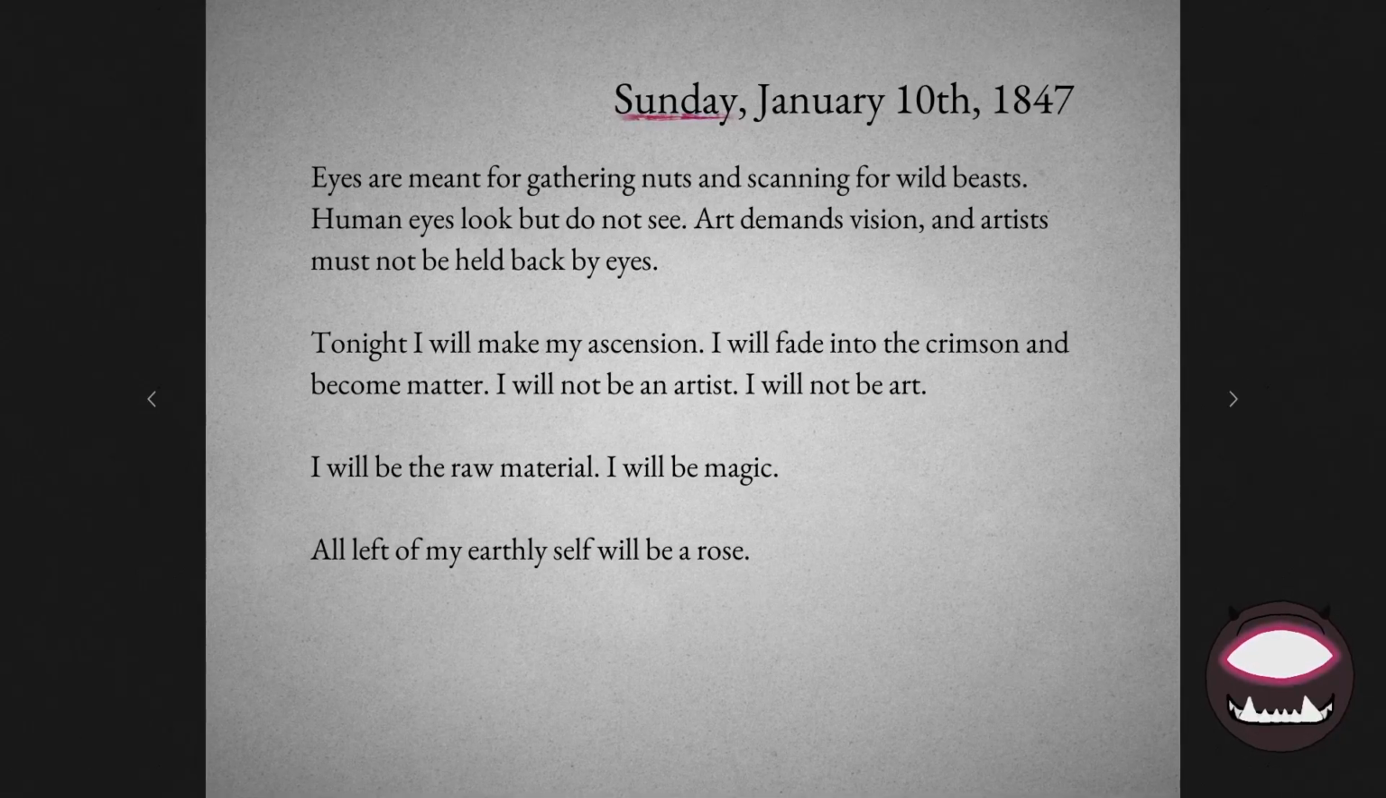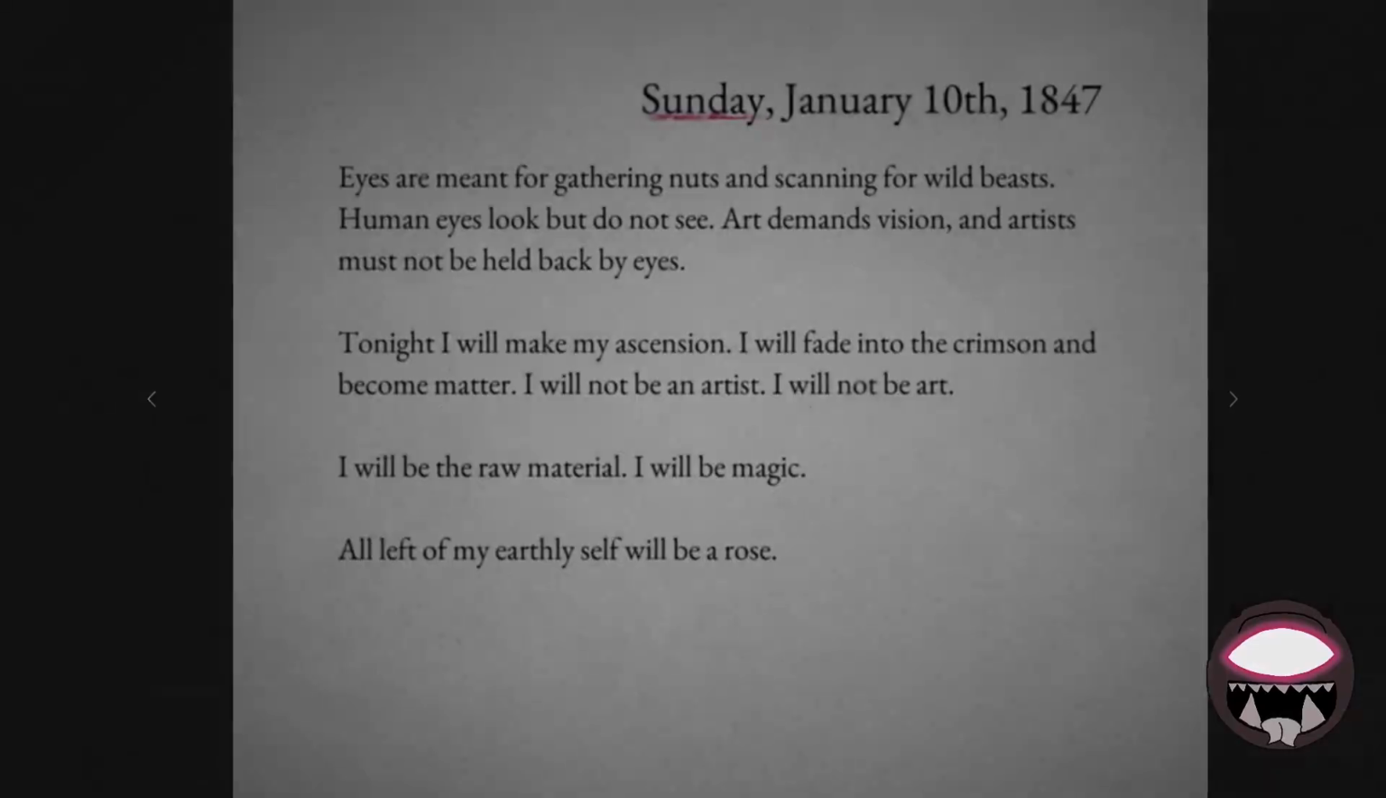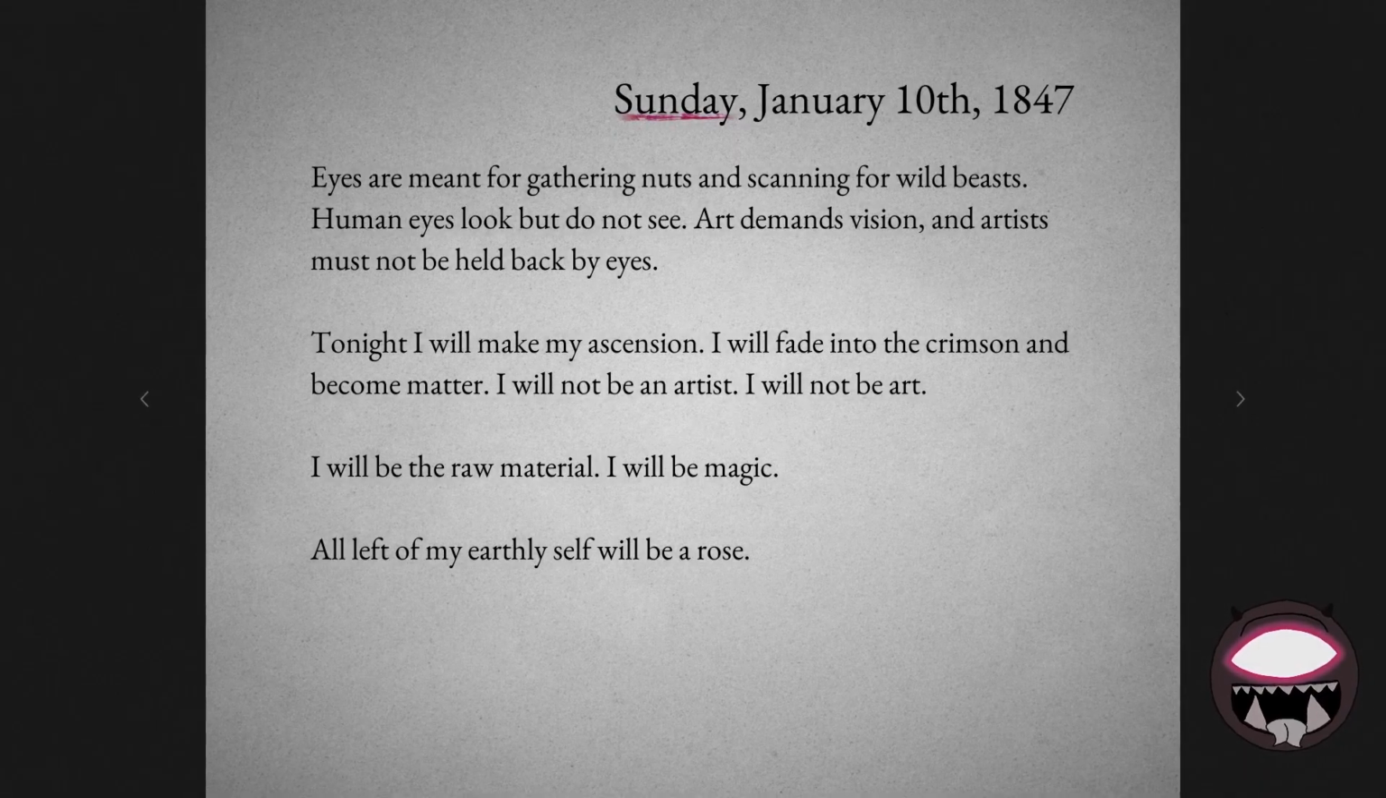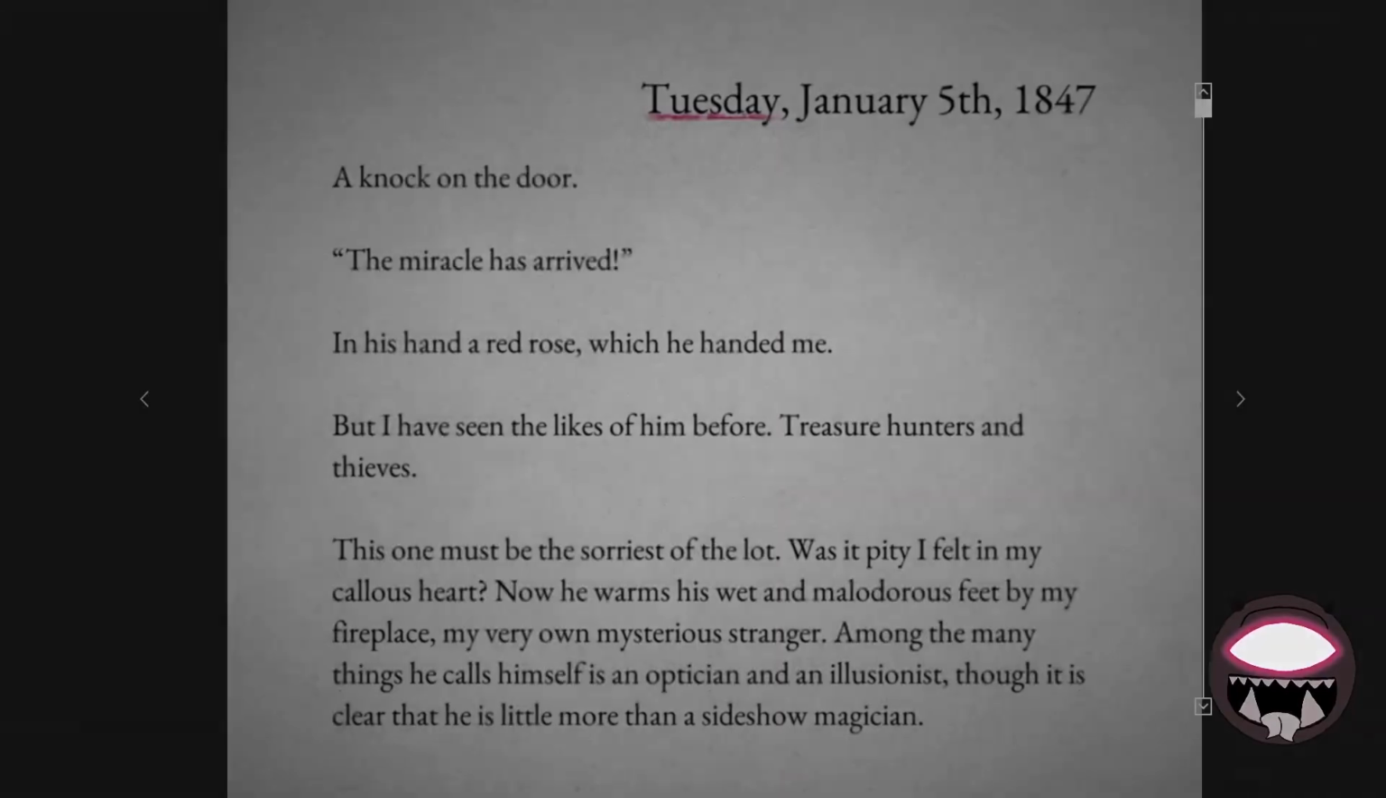Okay, Sunday. Eyes are meant for gathering nuts and scanning for wild beasts. Human eyes do look but do not see. Art demands vision, and artists must not be held back by eyes. Tonight I will make my ascension. I will fade into the crimson and become matter. I will not be an artist. I will not be art. I will be raw material. I will be magic. All left of my earthly self will be a rose.